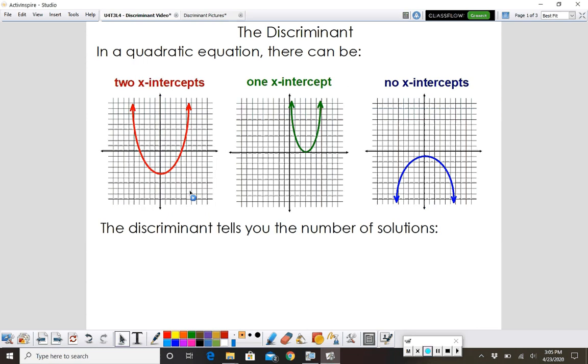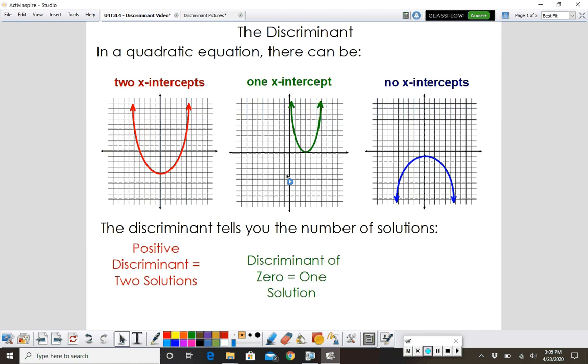have. So if your discriminant is positive, that means you have two solutions. For a discriminant that equals 0, it means you have one solution. And if there's a discriminant that's a negative number, that means there are no solutions.